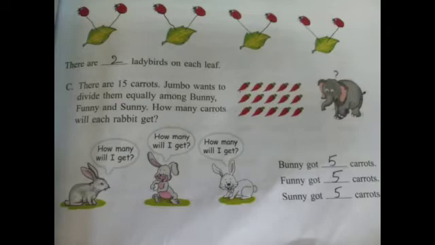C, there are 15 carrots. Jumbo wants to divide them equally among Bunny, Funny and Sunny. How many carrots will each rabbit get? That's the question. So count the carrots, there are 15 carrots. You can arrange them with 5 in one row, 5, 5, 5. Bunny gets 5 and Funny gets 5 and Sunny gets 5. So we can give an equal number of carrots, 5 each, to each of them.